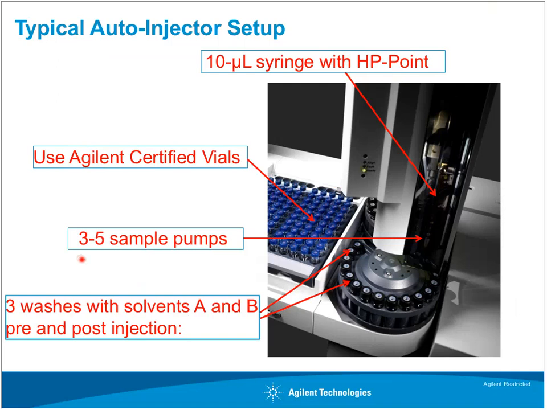Typically, you would want to set up with 3 to 5 sample pumps. And again, the most common would be 3 washes, both pre and post. So if you're using one solvent in A and B, basically this is just going to prevent it from draining vial A. You have 6 washes pre and post injection, which is typically enough. But again, there are applications where more is needed.